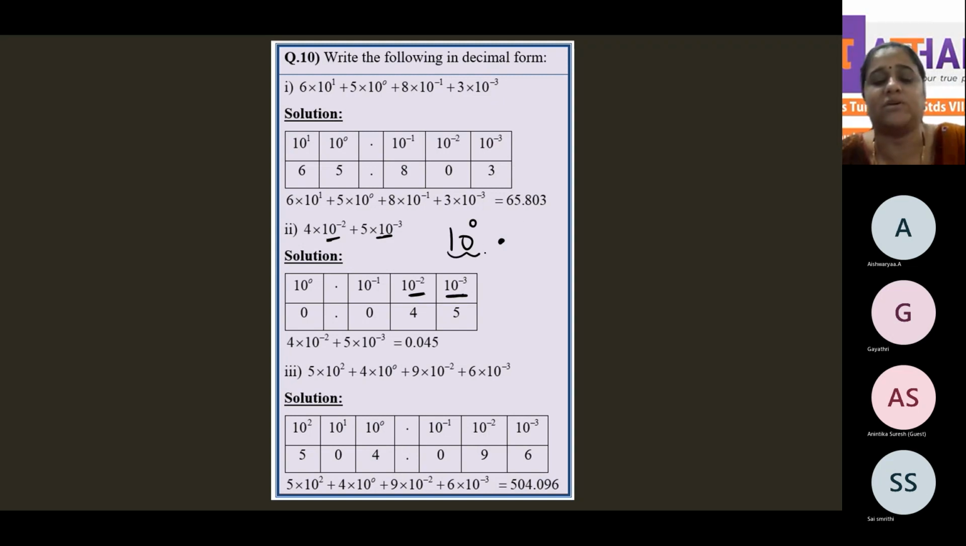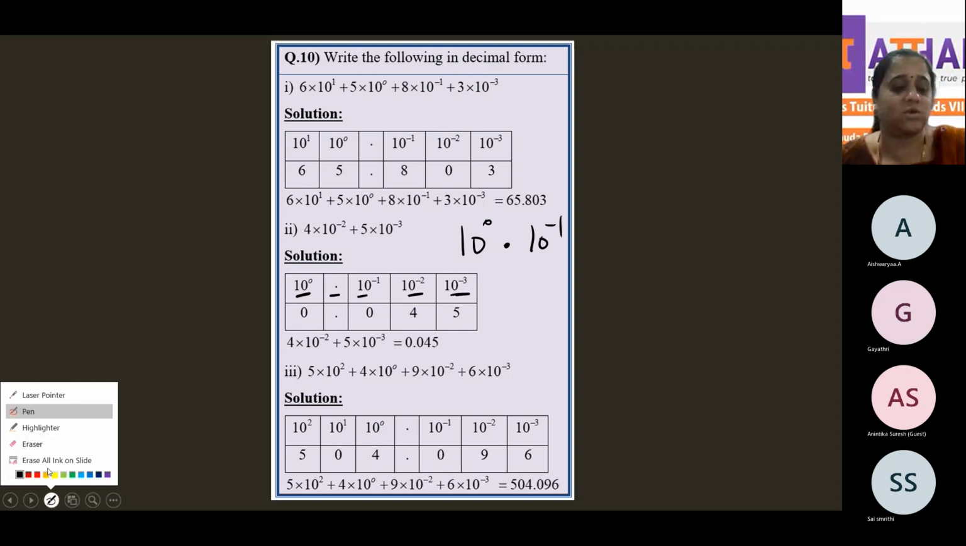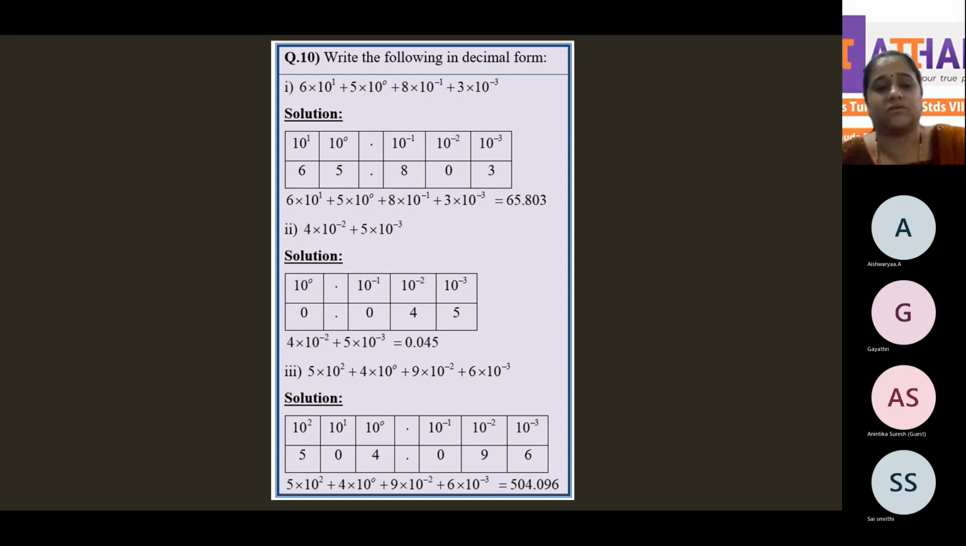This is minimum. You should start from here. Or you can go ahead of this. Minimum is this: 10 to the power 0, decimal point, 10 to the power minus 1. So this is minimum. 10 to the power 0, decimal point, minus 1, minus 2, minus 3, and so on. You cannot write anything less than this. Now here, see, we wrote here 10 to the power 0, decimal point, all this. But we wanted this also. You can add some more, but not less than this. Am I clear, children?